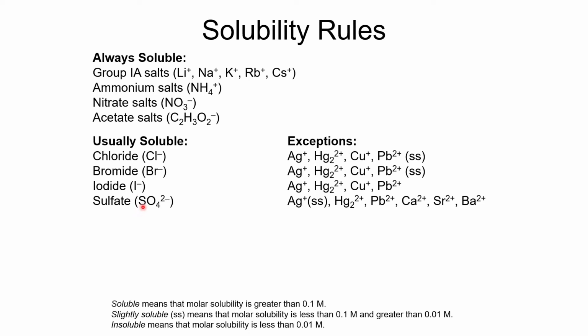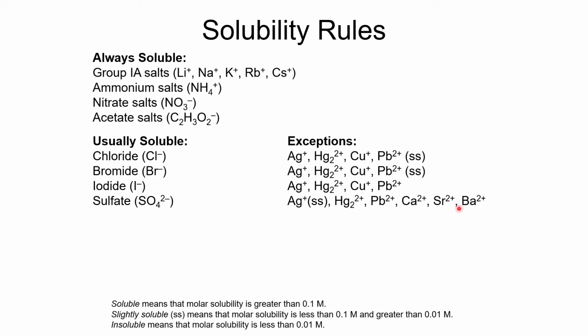All right, and then next we've got sulfates. Silver sulfate we'll find is slightly soluble. It's kind of on the edge. Sometimes you'll see a precipitate, sometimes you won't. Mercury 1 is just going to be insoluble. Lead 2 sulfate will be insoluble. And then these 3 ions that are in group 2 are going to be insoluble. So calcium, strontium, and barium sulfate will be insoluble.